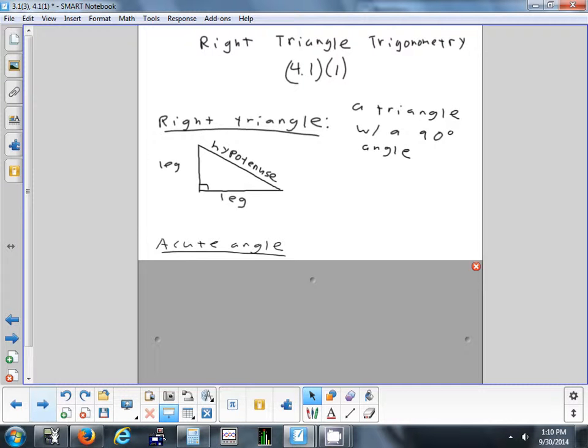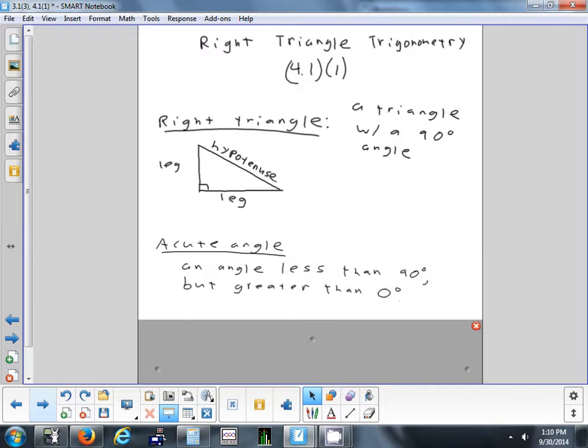Next thing is an acute angle. What's an acute angle? Yep, Andrea? So it's an angle less than 90. And there's actually one more part most people forget. You want to know what else it has to be? It has to be less than 90, but it also has to be, yeah? Right, it has to be greater than 0. We talked about negative angles, like negative 10. That's not acute. To be an acute angle, it's got to be greater than 0 and less than 90.